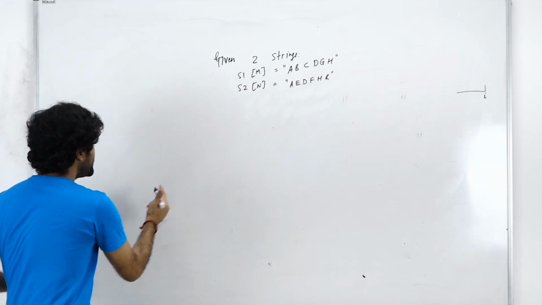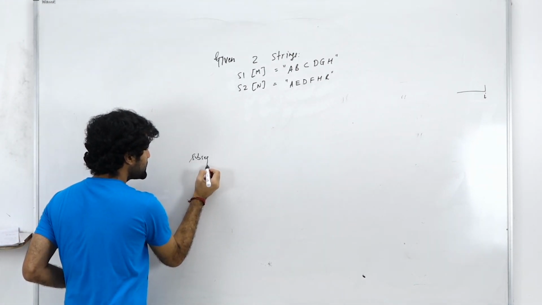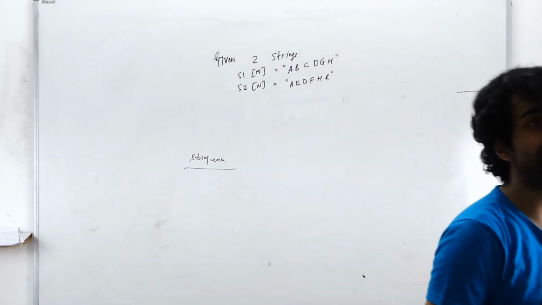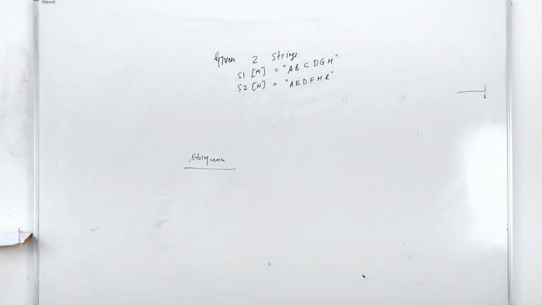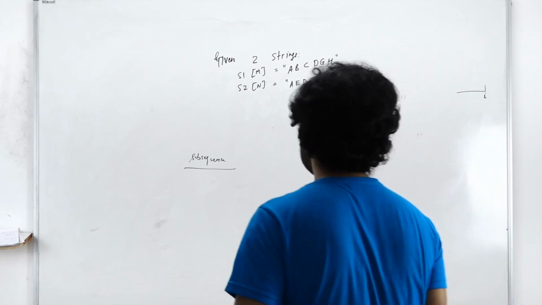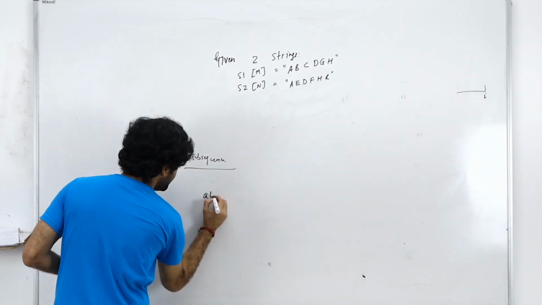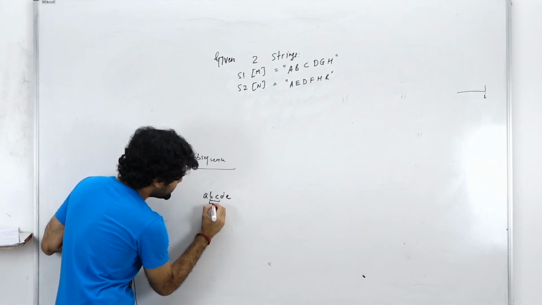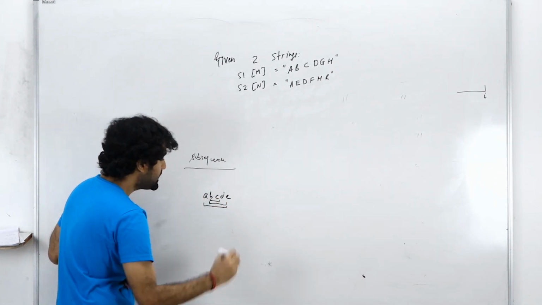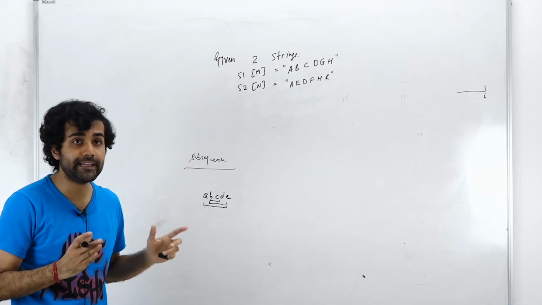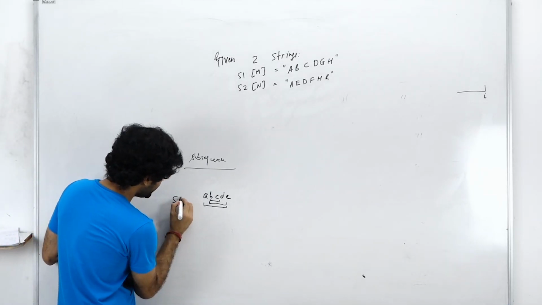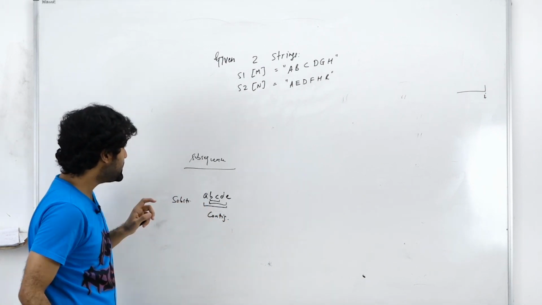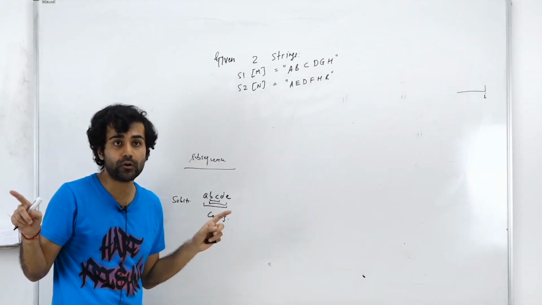Does everyone know what is the meaning of a subsequence? Do you understand the difference between subsequence and a substring? The difference is that if I give you a string like A, B, C, D, E, then a substring can be this, it can be this, it can also be this. So a substring has to be contiguous. But a subsequence need not be contiguous.